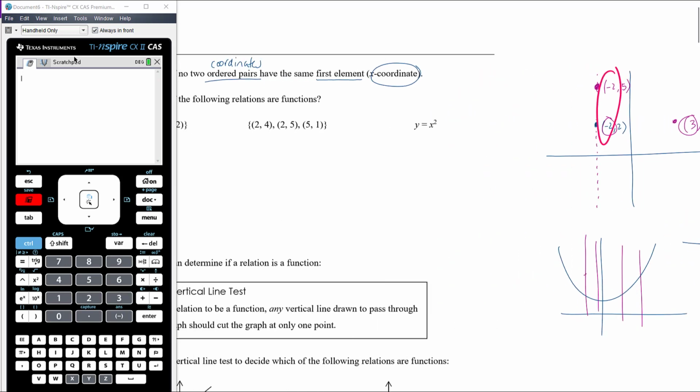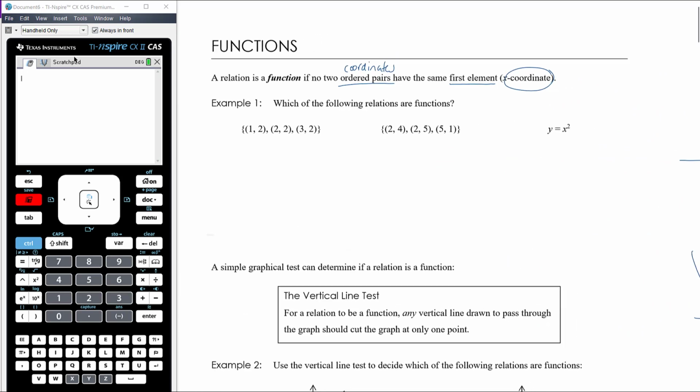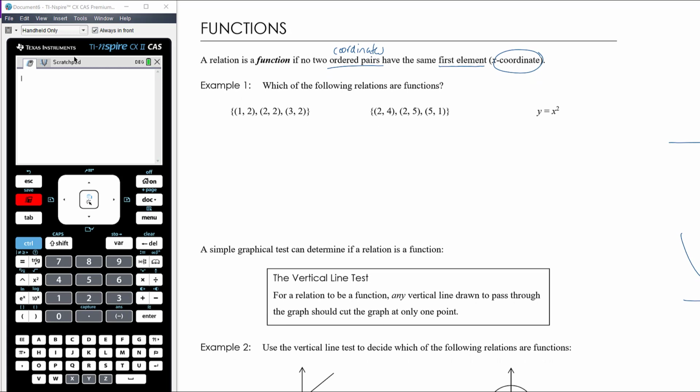Alright, which of the following are functions? The first two examples are simply sets of points. They're all relations, they can all be drawn on the Cartesian plane, but which of them are functions? We're looking for the relation to have no two points with the same x coordinate. This relation has 3 points, and each of those 3 points has a different x coordinate: 1, 2, and 3. So this one's a function. No problem there.